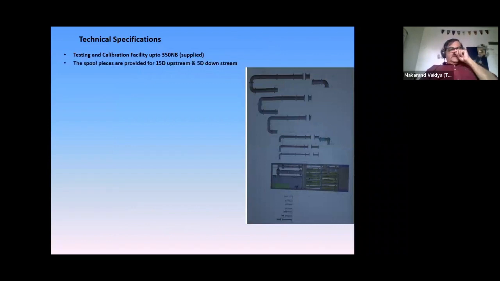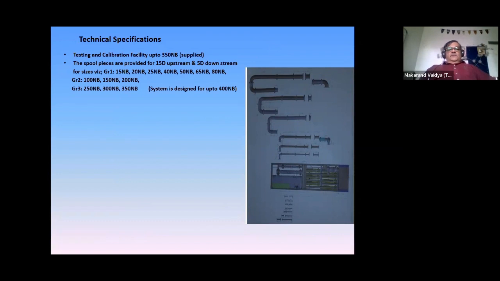The spool pieces are provided for 15D upstream and 5D downstream for the calibration requirement. There were three groups made. From 15 NB till 80 NB, one group, then 100 NB to 200 NB, and group 3 was for 250 NB to 350 NB. The system was designed for 400 NB. The right side picture shows the spool pieces, and the lengths show the 15D and 5D dimensions.